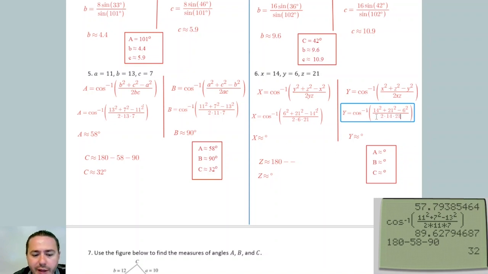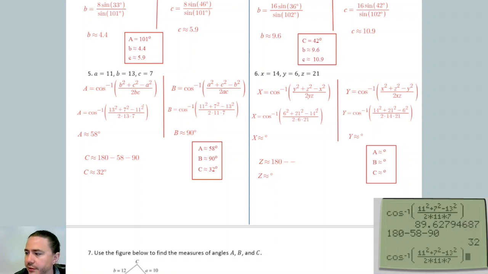All right, so let's go ahead and start typing away. Okay, we're ready to go and trying to find these missing angles. So inverse, I'm not going to type the whole thing again. Got to take advantage of that copy paste here. Got to be careful, but it can definitely save a lot of typing time. So we get 6 squared plus 21 squared minus 14 squared over 2 times 6 times 21.